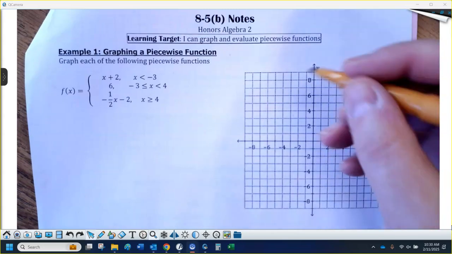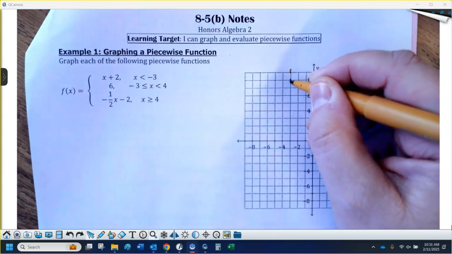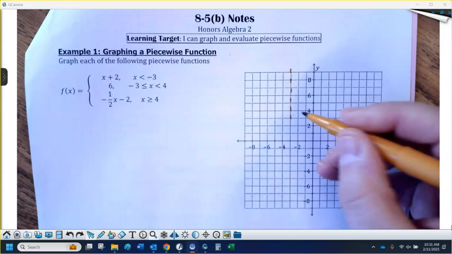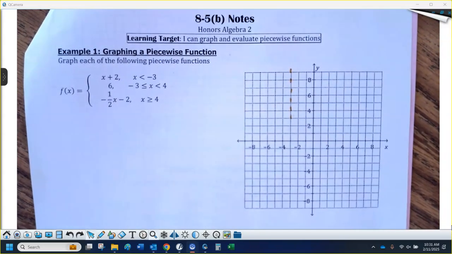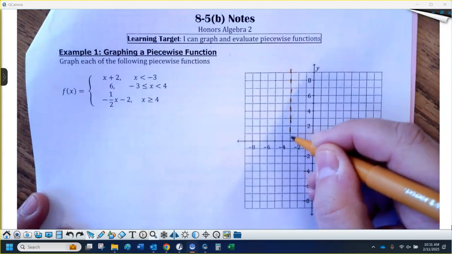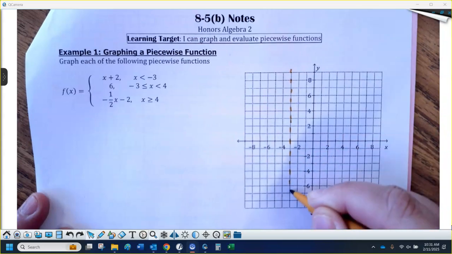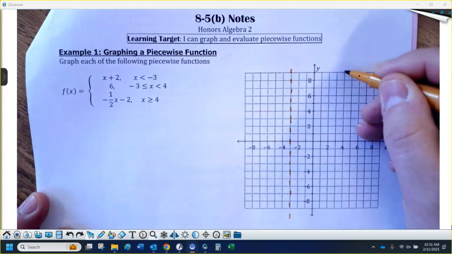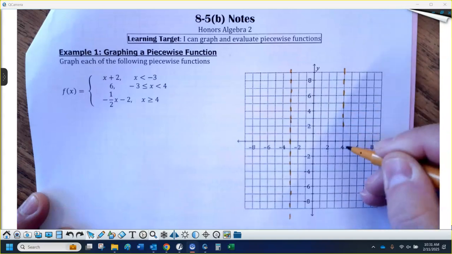So usually the first thing I do is I draw a little dotted vertical line where we're going to switch. So, ooh, siren's going. All right. So I'm going to draw one at -3, and I'm going to draw one at 4.